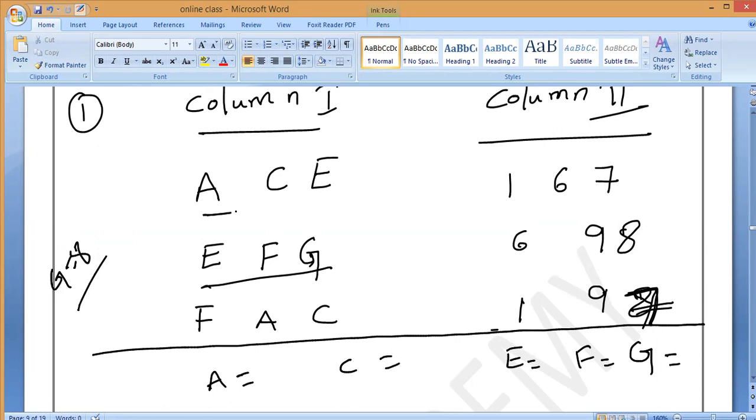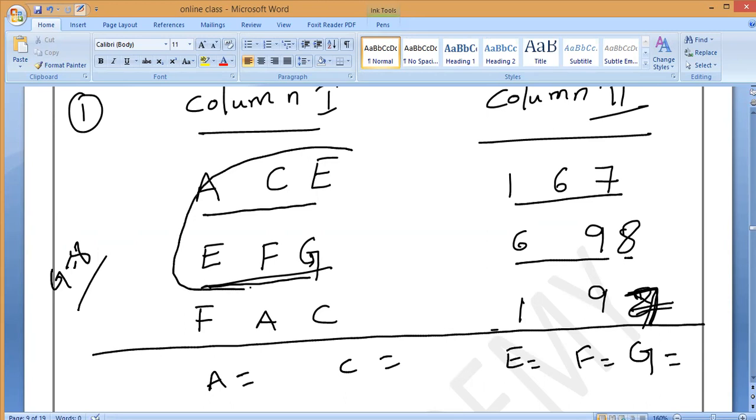See, first row ACE, code is 167. Second row EFG, code is 698. What are the common letters in the first two rows? E, ma'am. Cancel E. What is the common digit in the first two rows? 6, ma'am. In column 2, six. In the first two rows, 6 is the common digit.